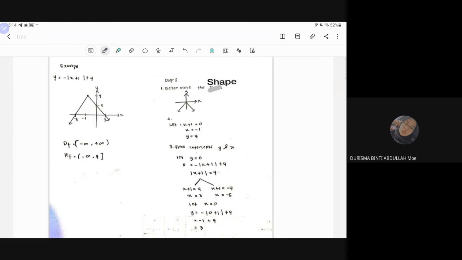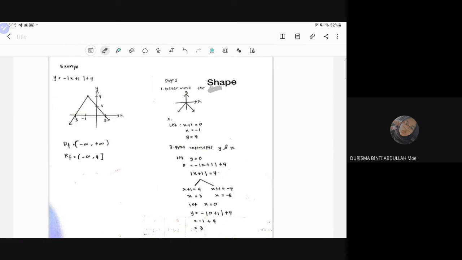To find the y-intercept, we're gonna let x equal to 0. So we change x into 0 value. So it will be negative modulus 0 plus 1 plus 4. Remove the modulus, so equal to -1 plus 4. So the y-intercept is equal to 3. So that's the graph that we get after we already have all the values.